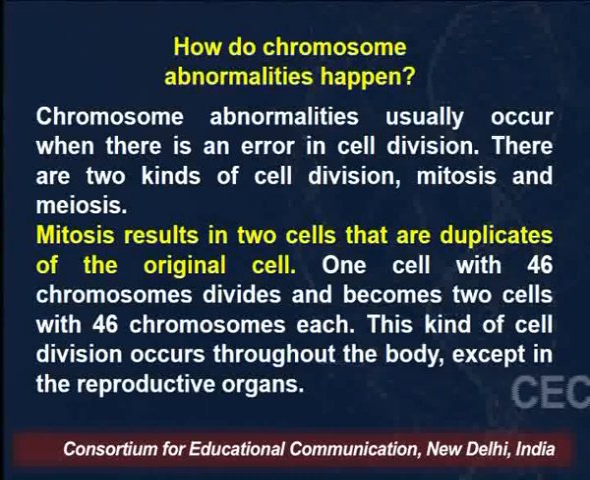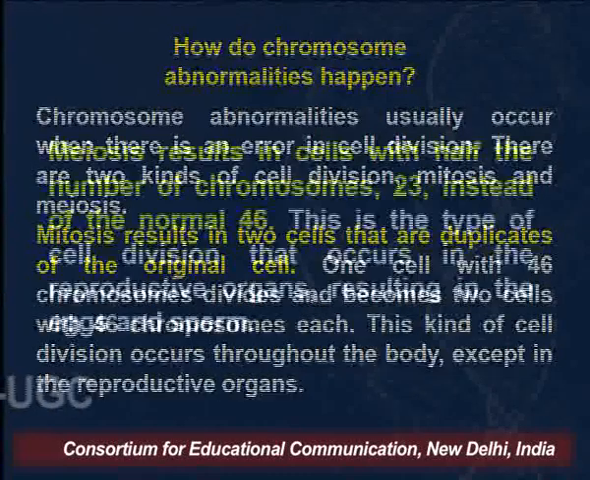It takes place throughout the body except the reproductive organs, while in meiosis, the chromosome number halves. So the chromosome number becomes 23 instead of 46, and it generally occurs in the reproductive organs, resulting in the formation of the eggs and the sperms. So these are very important phenomena for the reproductive organ divisions also.